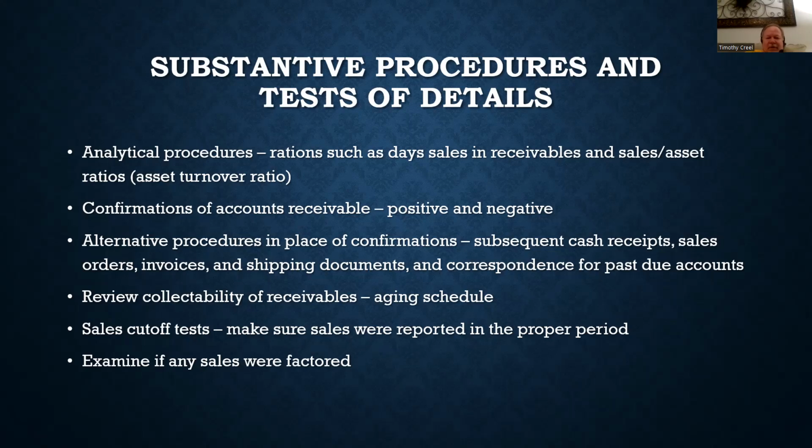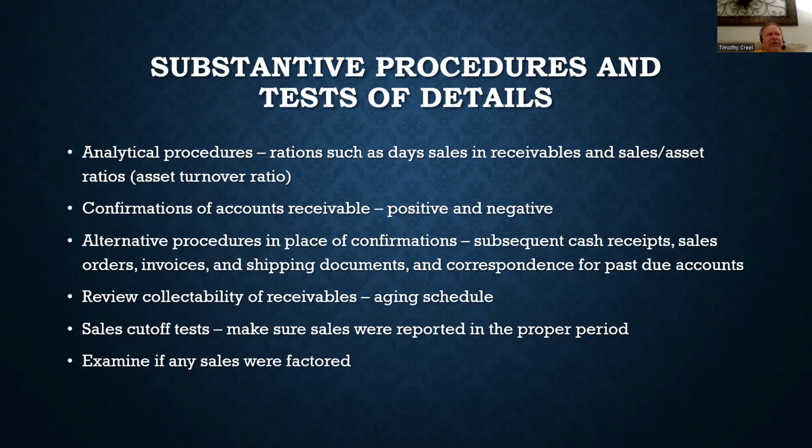In terms of analytical procedures, the auditors could look at ratios such as days sales in inventory, or sales to asset ratios such as asset turnover ratio. These are just a couple of them, there are more out there also. Profit margin ratio could be looked at as well. What these ratios do is, if you see a change from one period to the next, that would tell you as the auditor, why did that change so much from the prior period? And you would look at that.